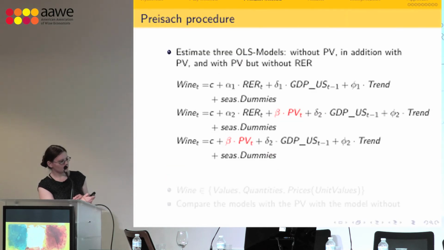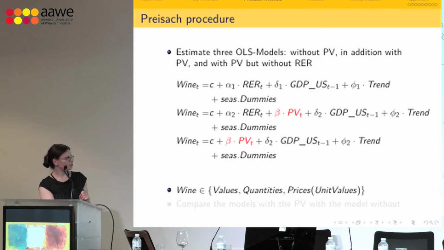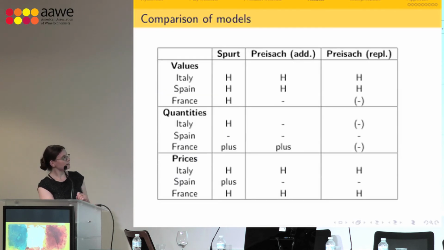And then there are different ways in the literature to implement this price of variable in the estimation procedure. So I just test both of them. Here I add this price of variable, just like the other spread variable before, as a hysteresis variable, and here I replace the exchange rate by this price of variable. And as before, I use values, quantities, and unit values for these wine variables.